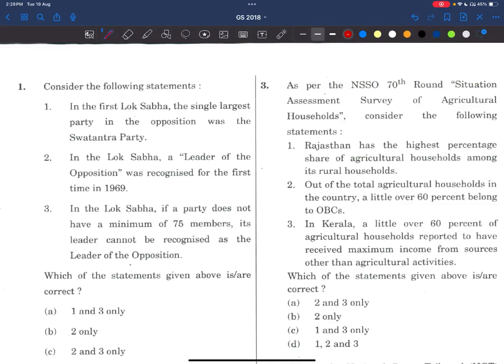So far we have completed 2000 up to 2017 papers, right? Now let's start with the 2018 GS paper. Let's go to the first question.